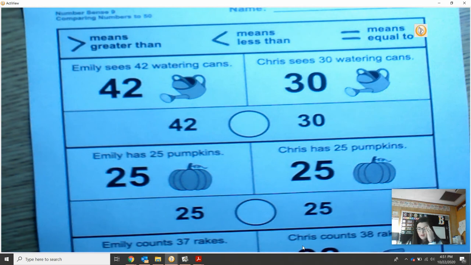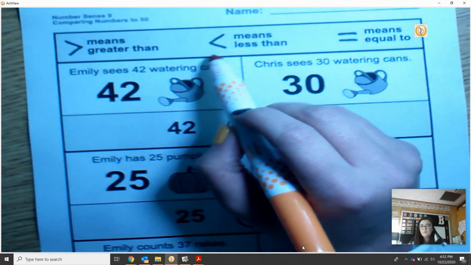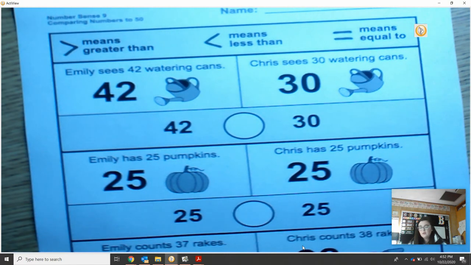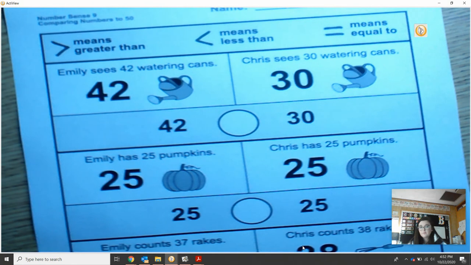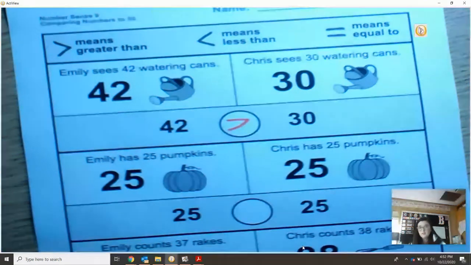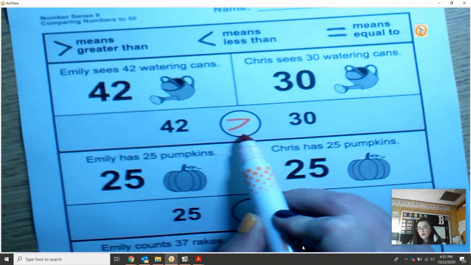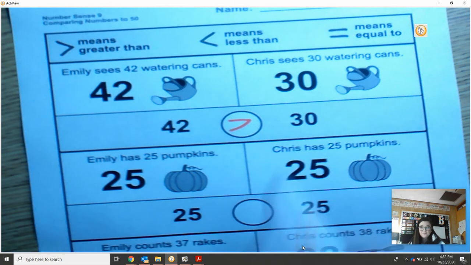That's the right answer. Now, remember, my alligator mouth wants to eat the biggest number. He wants to be so, so full. So which way am I going to point my alligator mouth? Am I going to use this one right here or this one right here? What do you think? We're going to use greater than or less than? Remember, we want to eat him, so we are going to use the greater than symbol because 42 is greater than 30, right? Great job, you guys.